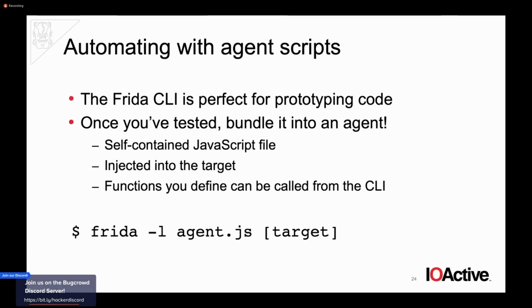So once you've tested it, you can bundle that into a single file that we refer to in Frida as an agent. And this is just a JavaScript file that you can load via the CLI, and it will inject it into your target. But one of the really cool things that I lean on a lot when I use Frida is that when you define functions within that agent, they basically appear within the CLI for you to call. So it's almost like creating new commands within your own little environment for application testing. So the way that we would load an agent is just with frida -l and then the path to our agent and the name of our target.